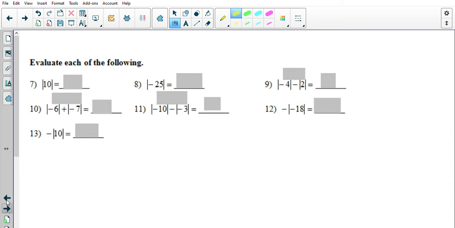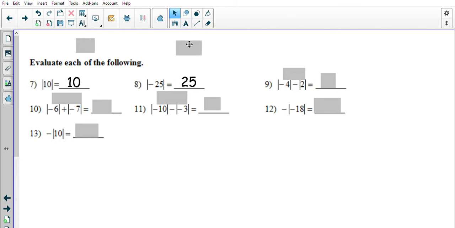So number 7, we're trying to evaluate this expression. It says absolute value of 10. What is that? Remember, we're thinking the distance 10 is from 0 on the number line. Well, it is in fact 10 units away. Remember, we said as a shortcut, if the number is already positive, we keep it positive. All right, number 8, let's evaluate this. What's the absolute value of -25? Again, we're thinking how many units away from 0 is -25 on the number line? If you were thinking +25, you are correct.